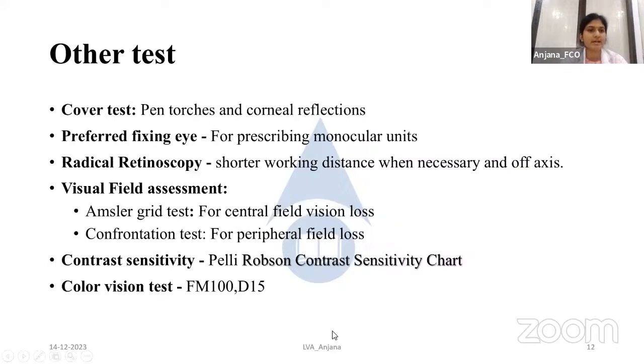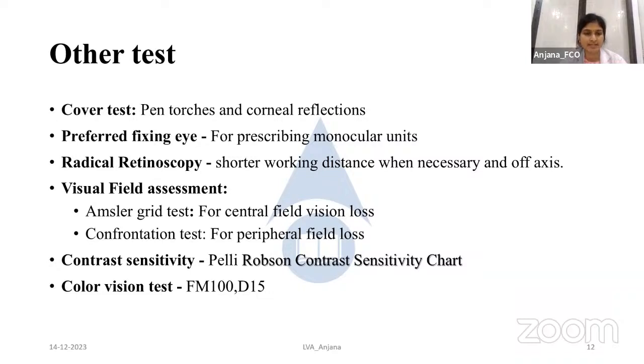Then other tests: cover tests, pen torches and corneal reflections. Preferred fixing eye, for prescribing monocular units, then radical retinoscopy, shorter working distance when necessary, off axis. Visual field assessment: the Amsler grid test for central field vision loss, and the confrontation test for peripheral field vision loss.